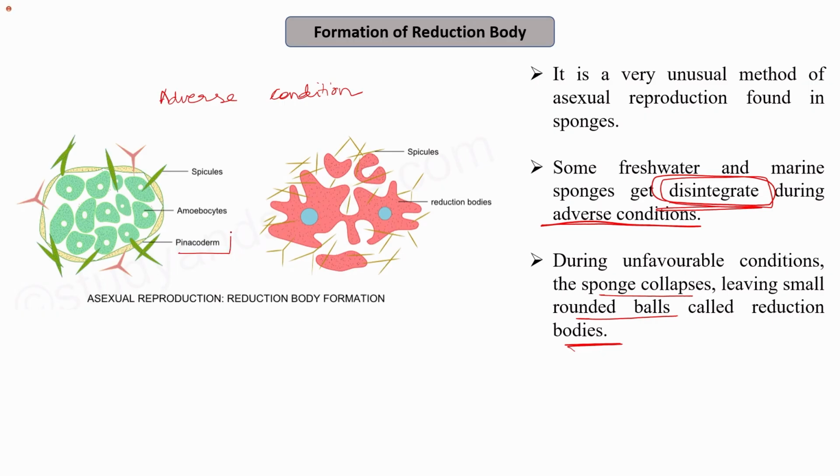Pinacoderm is present in the outer layer. Amoebocytes are the cells that help in providing nutrition. Sclerocytes help in providing the skeleton. But during the unfavorable condition, all the cellular system collapses, leading to the formation of reduction bodies, and the spicules no longer act much as a skeletal system. So they leave these small rounded balls, which are called the reduction bodies. The formation of reduction bodies takes place during the unfavorable or adverse conditions.